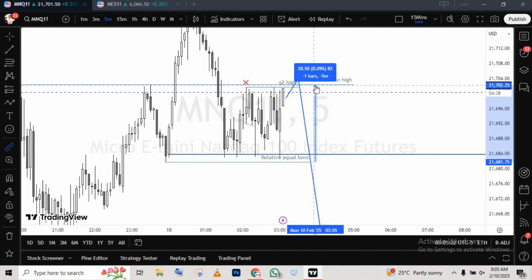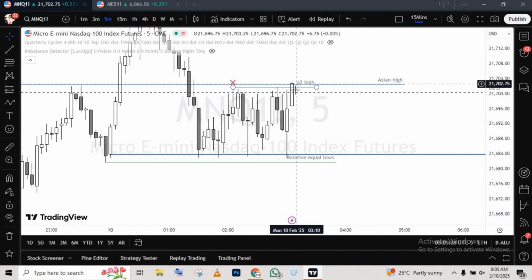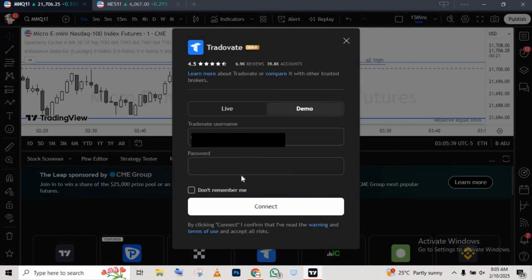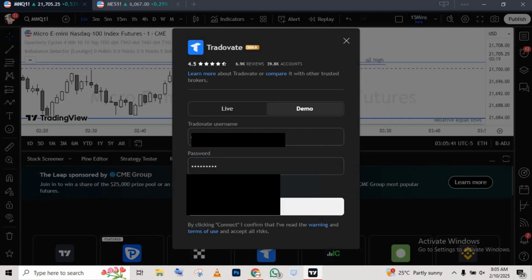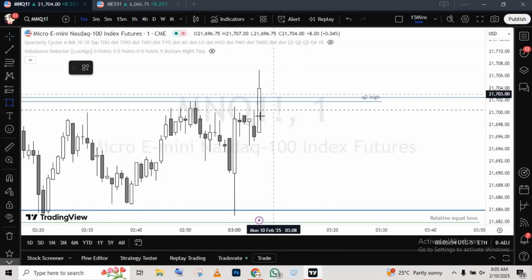That is 20 points. So let me hide this, and then as you can see, we are running that high out. So I'm going to go in there and press sell on the 1 minute time frame. Let me log into my TradeOvate account. So let's log into TradeOvate. I'm logged in, so I'm logged into my TradeOvate account and I'm ready to take this trade.